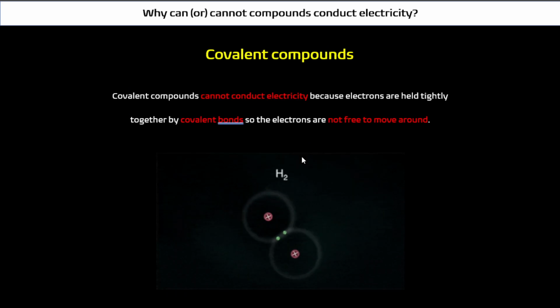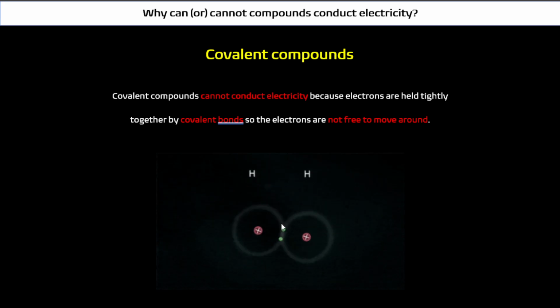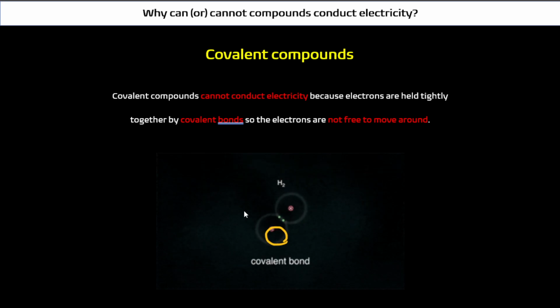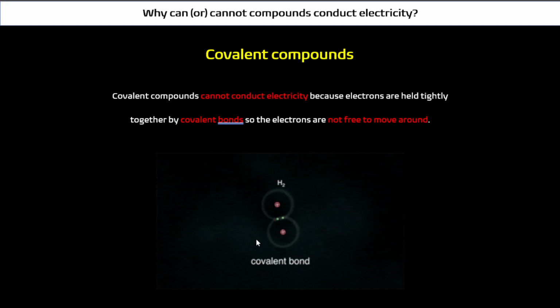Now, covalent compounds cannot conduct electricity at all because, as you can see here, the electrons are held tightly together very strongly by the covalent bonds, meaning that the electrons are not free to move around.